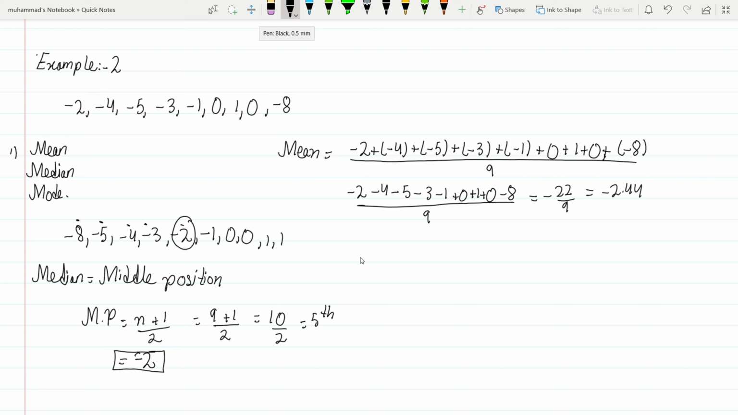Now you have to find the mode. For the mode, you have to check the most repeated value. The most repeated values are 0 and 1. So the mode for this given data is 0 and 1.